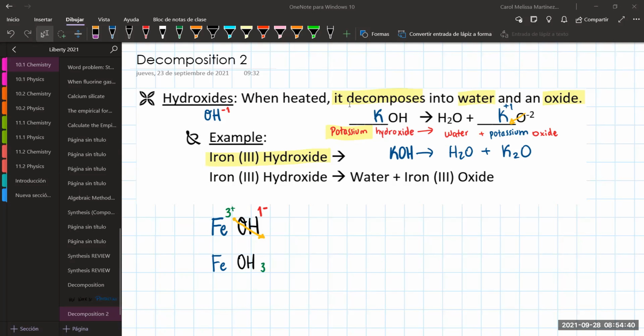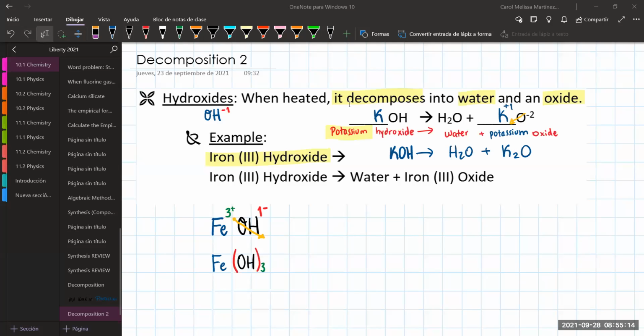But remember a rule that I told you the other day. Whenever you crisscross a charge to a polyatomic ion, you have to include parentheses. If you do not include parentheses, it's going to be incorrect. So here the charge of 3 comes to the other side, but because hydroxide is polyatomic, you're going to place it in parentheses.